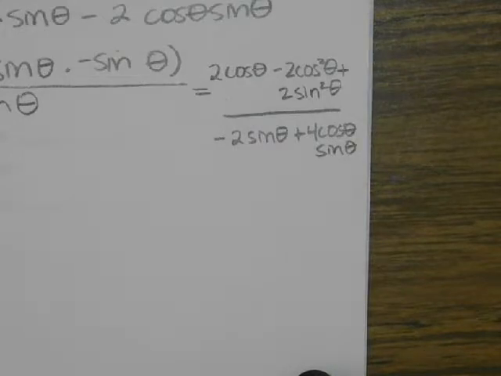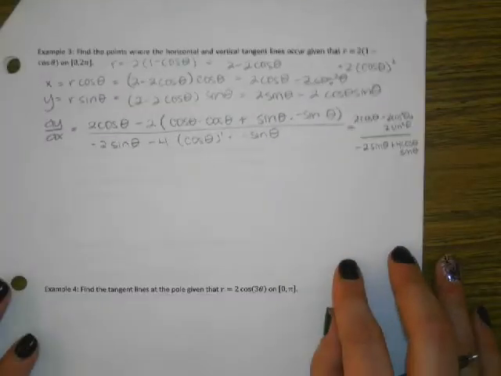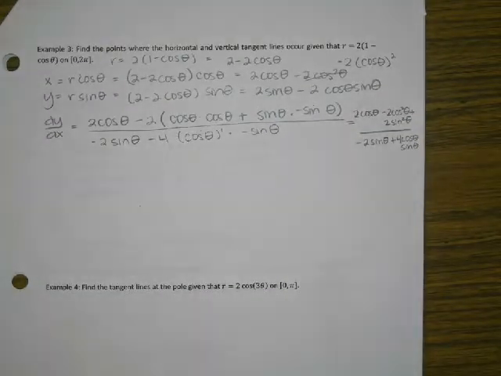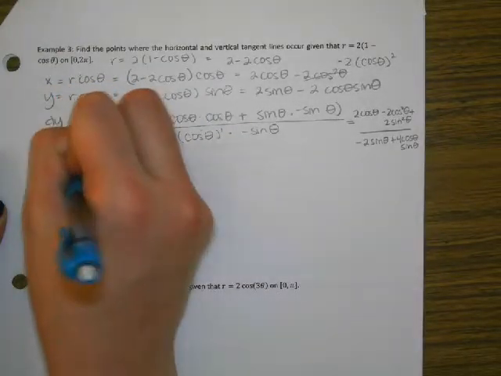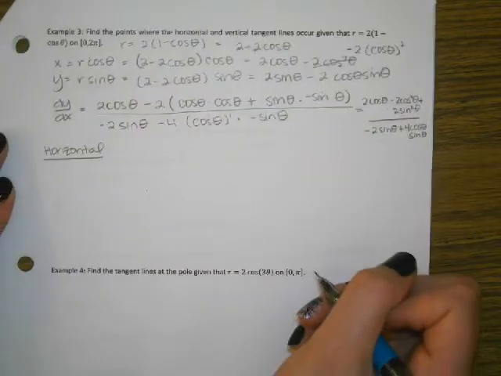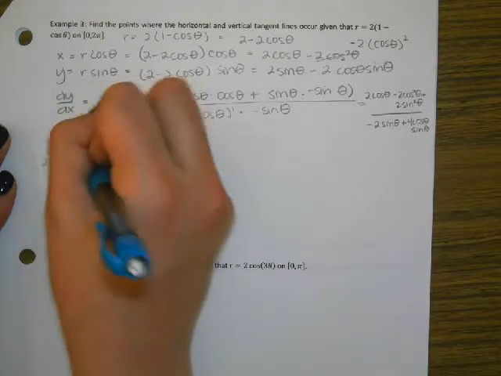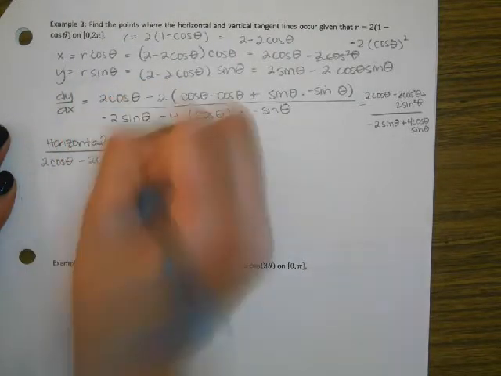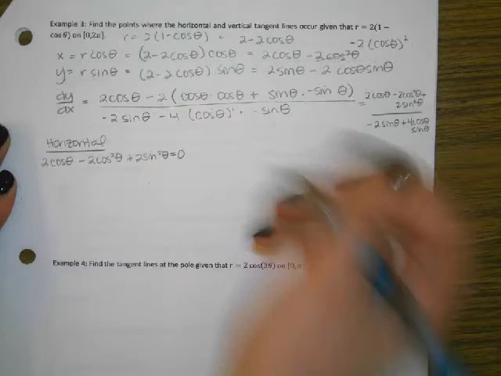All right. You guys ready for this? Alrighty. I don't know what to do next. Think back to example 2. What do I do next? Okay, so we're going to look for the horizontal tangents. You gotta make the top equal 0. So 2 cos theta minus 2 cos squared theta plus 2 sine squared theta equals 0.